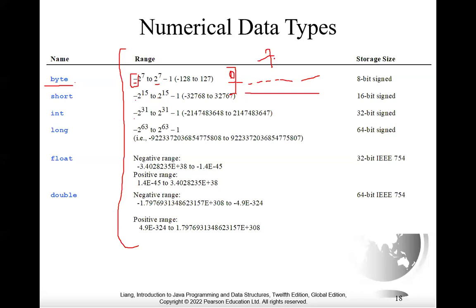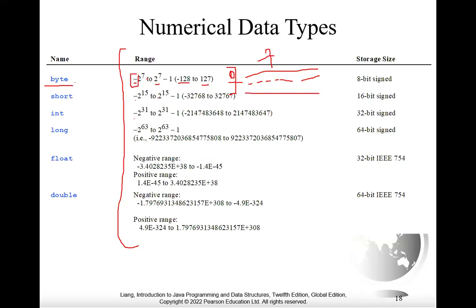And that 7 bits will give us only 128 options. And that is why we go from minus 128 to 127. So a byte has only 7 valid bits. If you put much more than that in the byte, you would have a problem because it would be unable to store it. Okay, we have short.